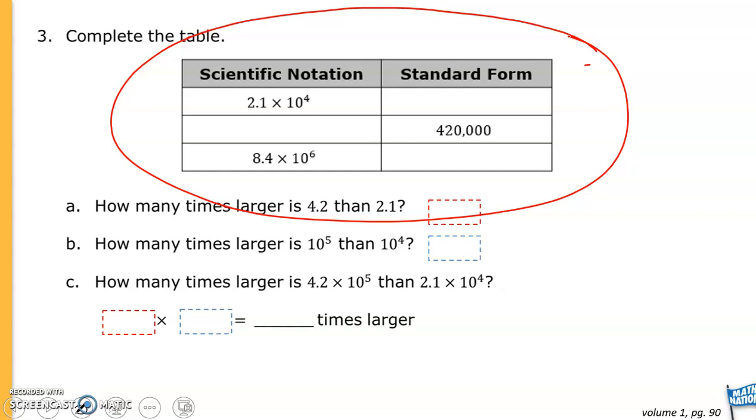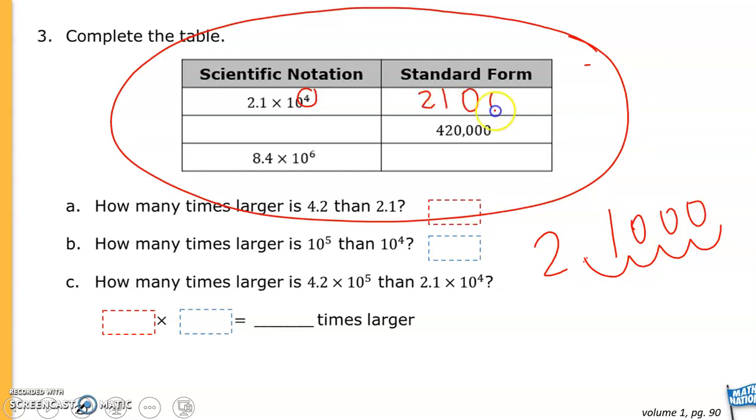On the top one, if you move it 4 times, there are not 4 zeros. So it was the number 2.1. The 10 to the 4th tells me I'm moving it 1, 2, 3, 4 to the right. I'm going to fill in with zeros, and there's only 3 blanks there, so 3 zeros. That answer would be the number 21,000.